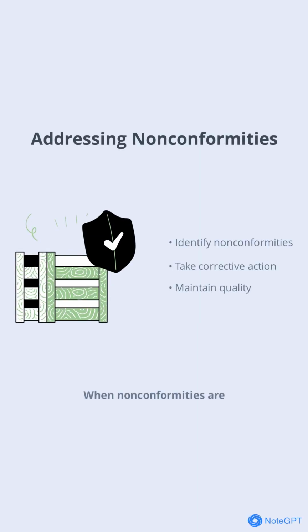When nonconformities are identified during construction, it's important to take immediate corrective action. This may involve removing unsuitable materials, recompacting sections, or making adjustments to construction methods. Promptly addressing issues helps to maintain quality and prevent more serious problems from developing later on.